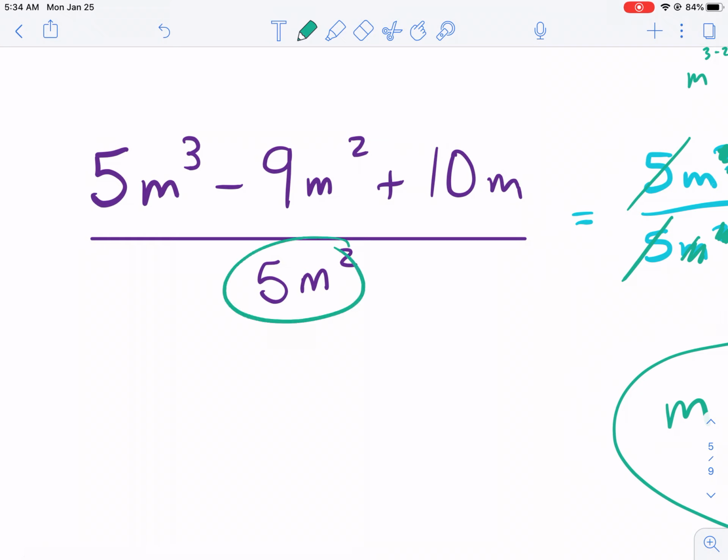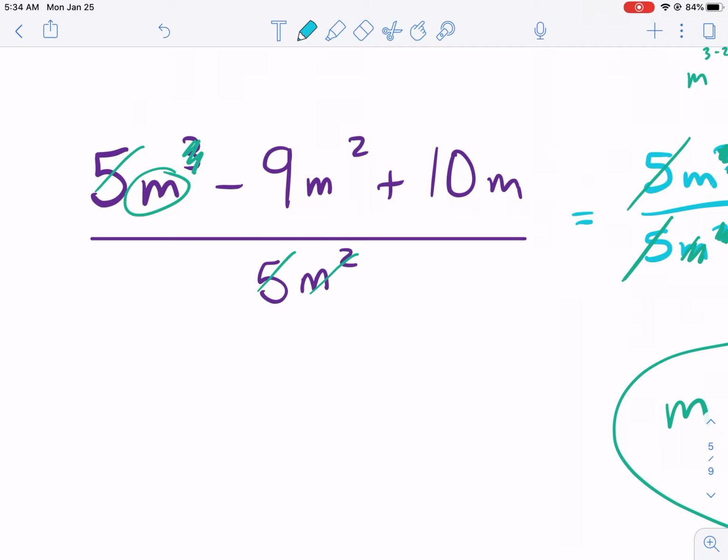If you're trying to divide this among all three terms, like I showed on the top, you can do that. What happens is, as we just showed, you cancel, and we're just left with an m in the top. Okay, that gets canceled, but you have to do this 3 times. So now I have to do it with the middle one.